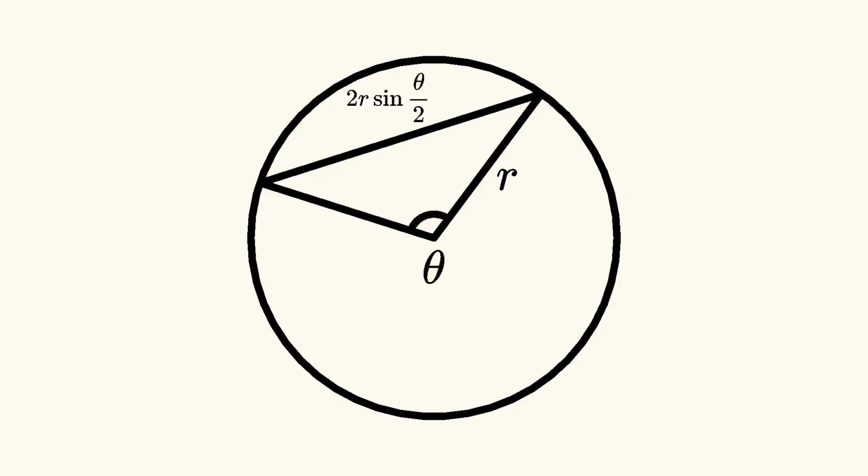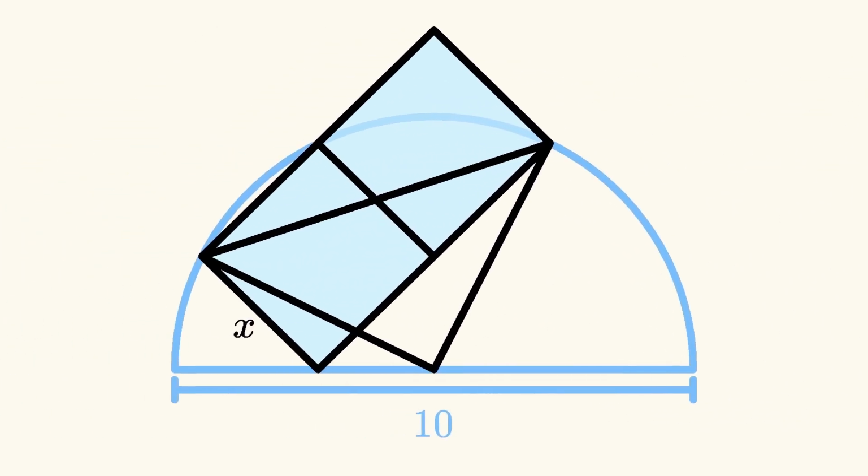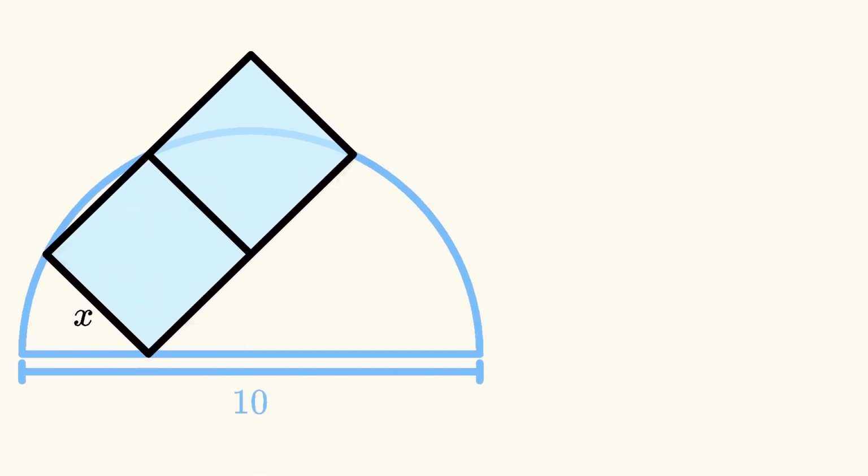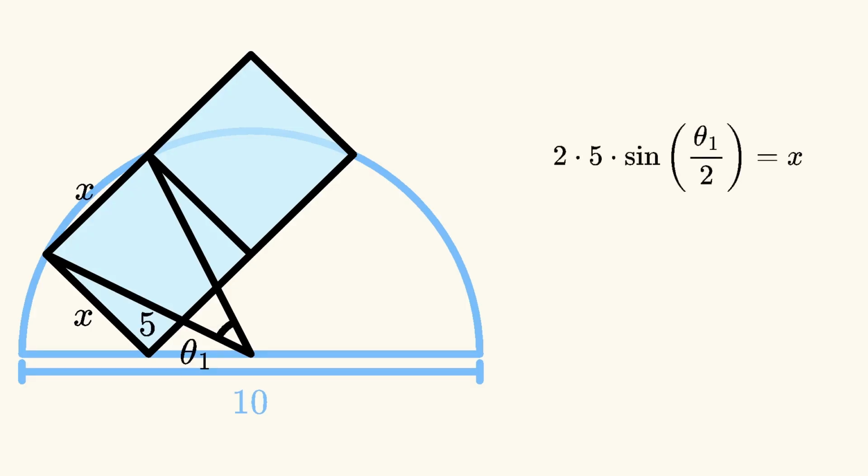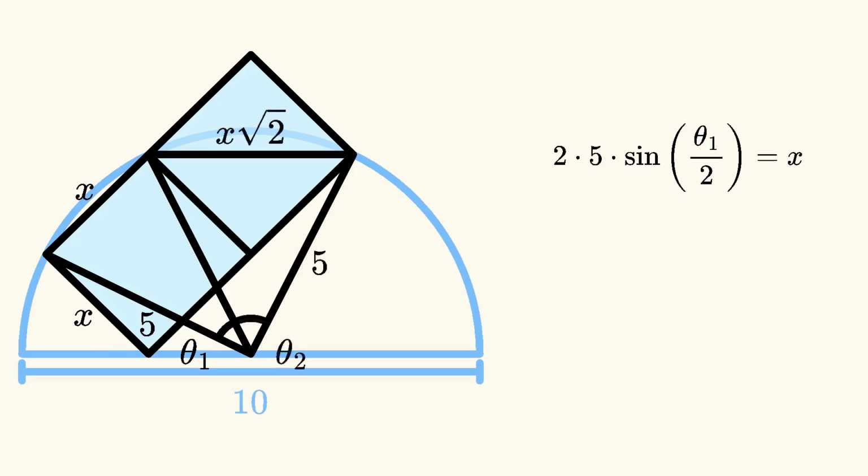and its subtending angle. Looking back at the original problem, there are three chords whose lengths can be expressed both in terms of x and in terms of the radius and a subtending angle. From this one, we have that 2 times 5 sine theta 1 over 2 is equal to x. This chord coincides with the square's diagonal, which means that 2 times 5 sine theta 2 over 2 is equal to x times the square root of 2.